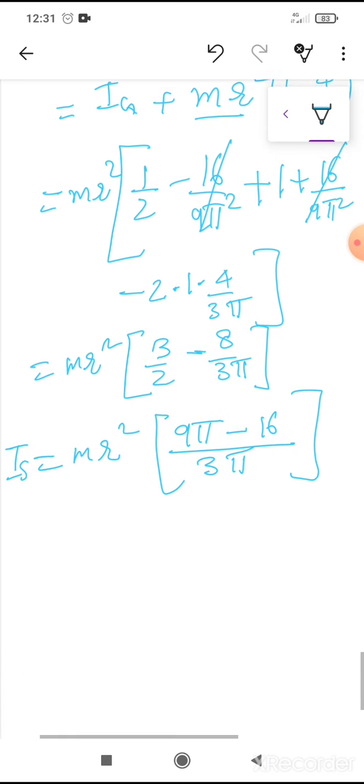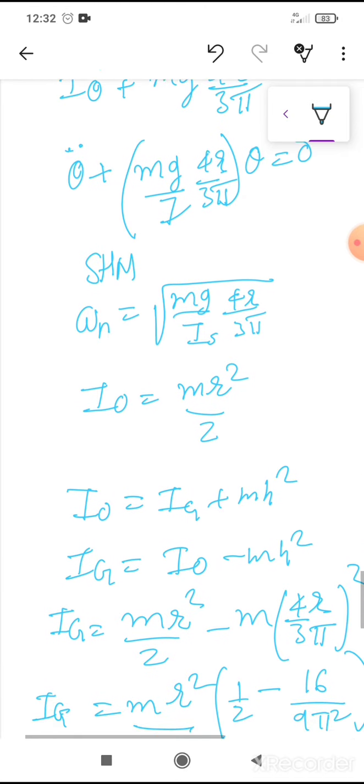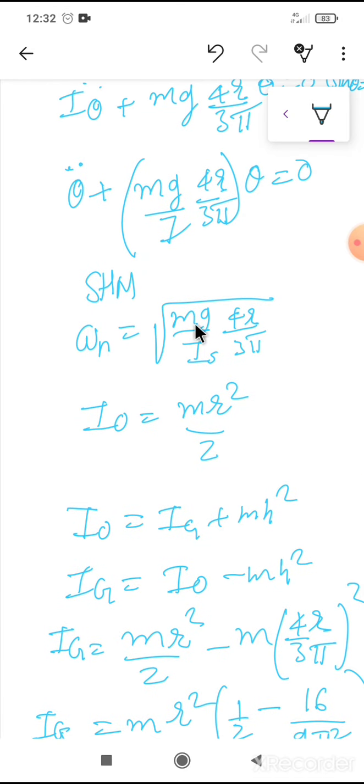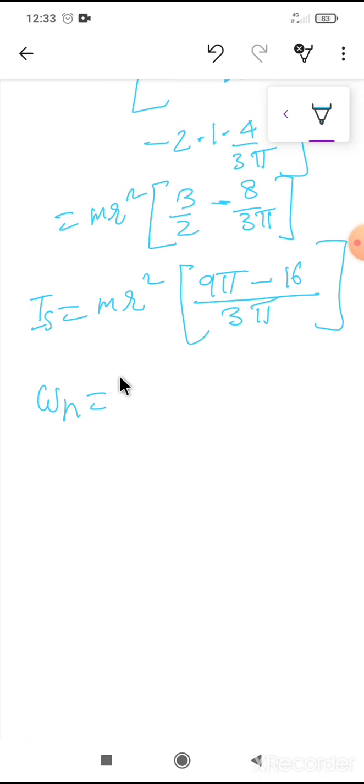So our formula for natural frequency will be omega n. What was our formula? The formula was mg times, and we will put the value of moment of inertia here, that is mg into 4r by 3 pi, upon IS. So omega n was equal to the square root of mg into 4r by 3 pi upon IS.